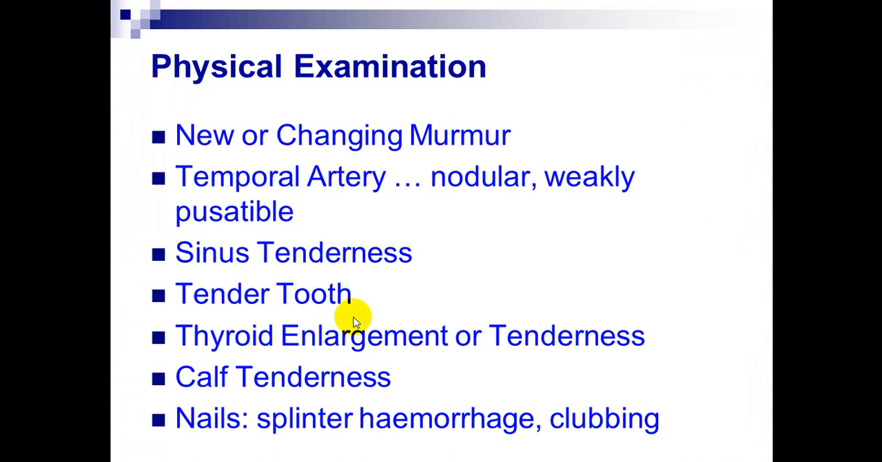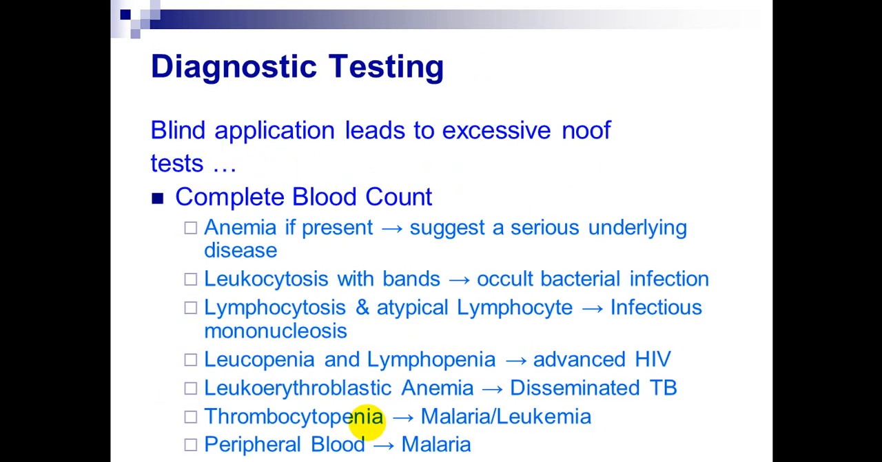Sinus tenderness, sinusitis, tender tooth, tooth abscess. What is the problem that fever causes us? Temporal artery nodular, weak, pulsatile, we see this in temporal arteritis. Thyroid enlargement or tenderness, calf tenderness, DVT, and nails for features of SBE, subacute bacterial endocarditis.